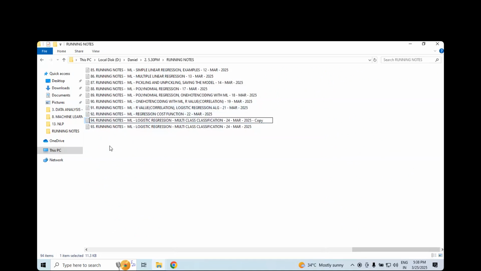Running notes number 94. This will continue, and the continuation topic's name is decision trees. That is a new algorithm. We'll see.